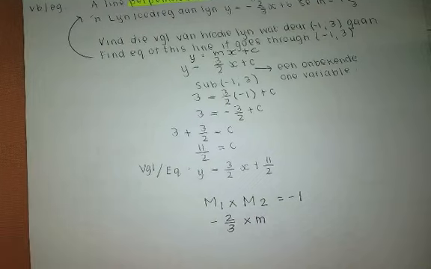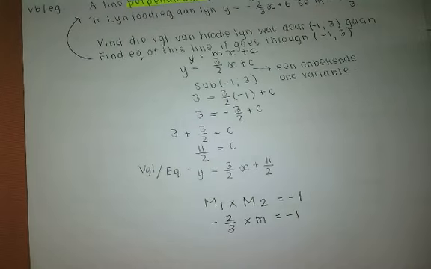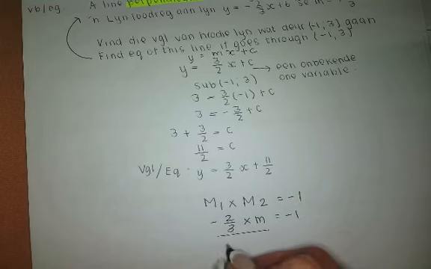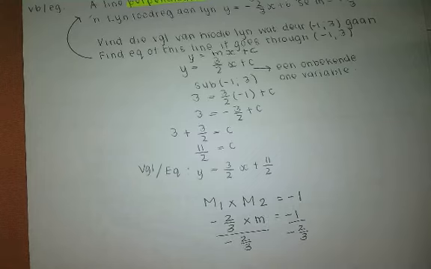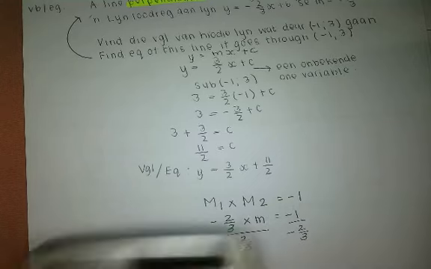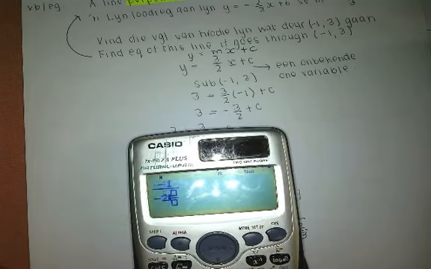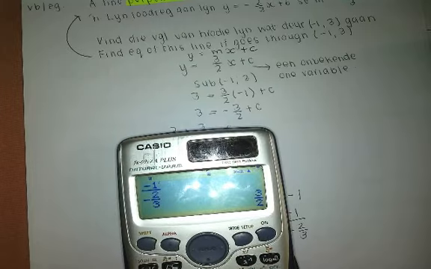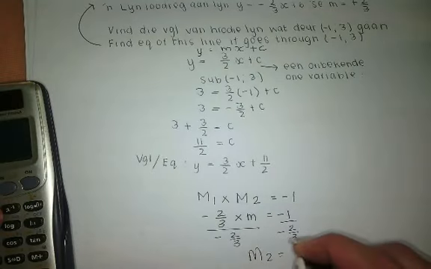Are you with me? So I'm just going to leave it as m, my other gradient that I want to calculate. So I'm solving for m. How do I get m alone on the left-hand side? If I am multiplying, we need to divide both sides by -2/3. Are you guys with me? Okay, so -1 divided by -2/3 is going to give me 3/2.